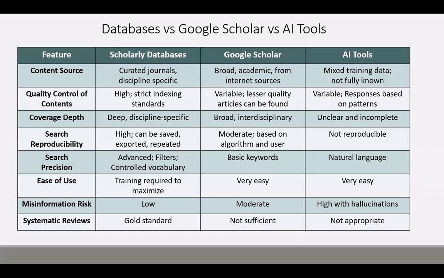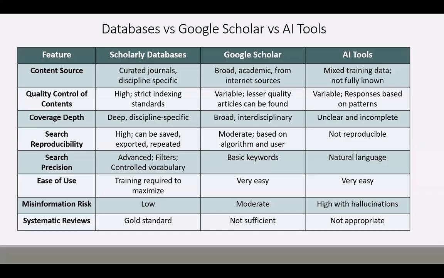All the search strategies can always be saved. They can be exported. They can be repeated. And that's a mark of a scholarly quality tool. They offer advanced searching. They have a lot of filters. There's usually a controlled vocabulary with some subject terms that make it easier to search. And then ease of use: you do need some training to maximize the use, but anybody can go in and at least start to get some articles.